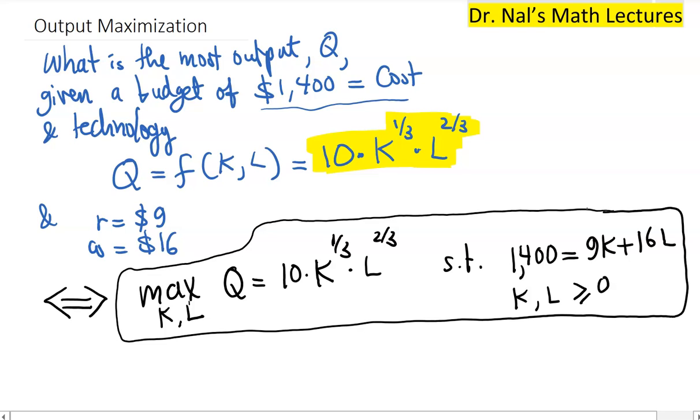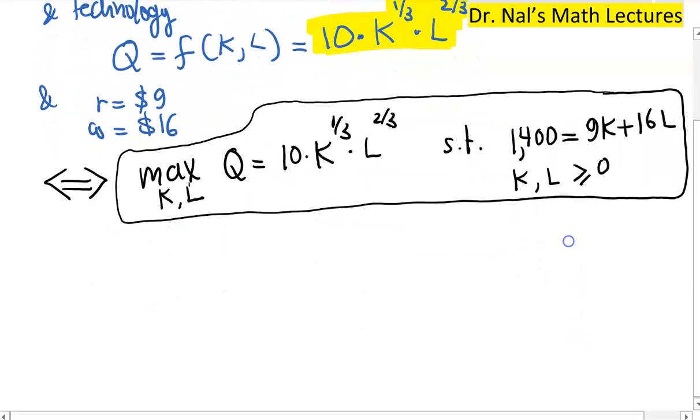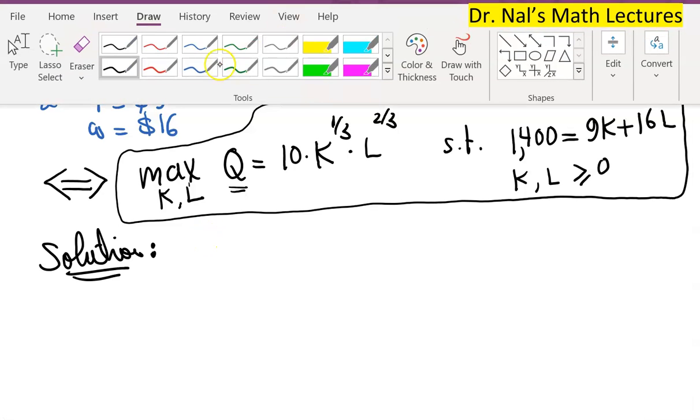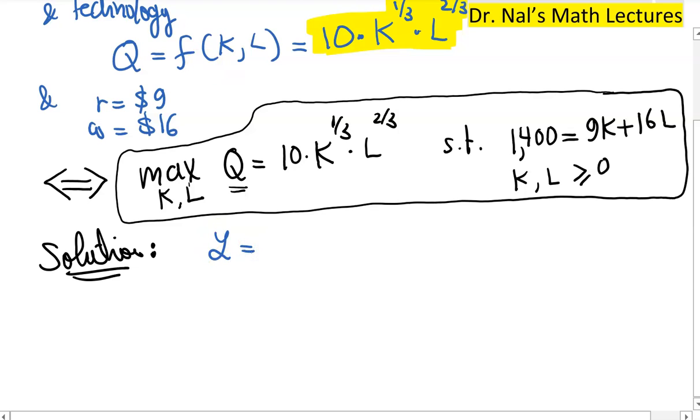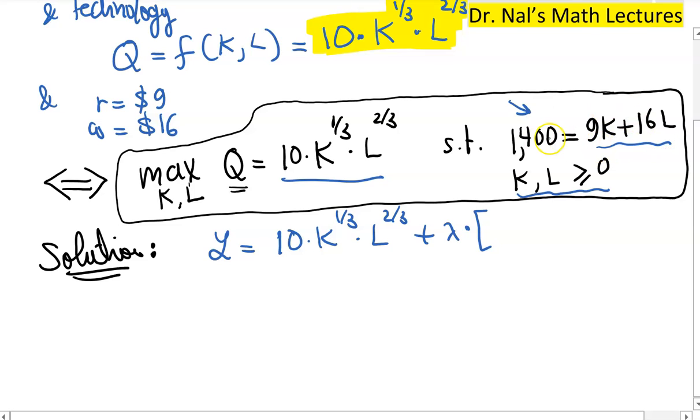All right, so this is the output maximization problem we want to solve. I will directly dive into the problem this time rather than spending time going over the meanings of the terms and how we express this. The solution to this problem is actually very straightforward. Just like we did in the cost minimization problem, we first construct the Lagrangian, which is L equal to the objective function, 10K to the power 1/3 times L to the power 2/3, plus a penalty function times the constraint. Only one of them. We don't need the other two constraints. Only the $1,400 one.